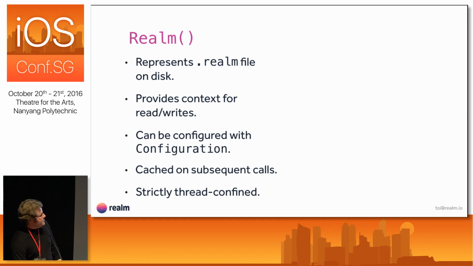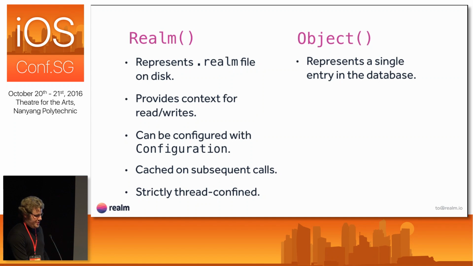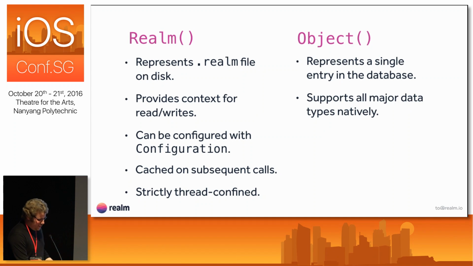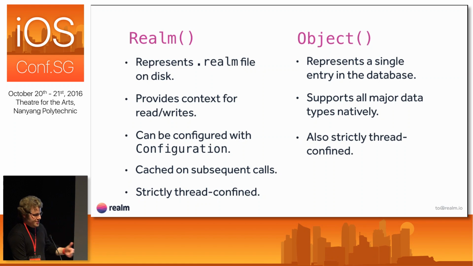And the other one is the object. And that basically represents a single entry in your database. It supports all the major data types: strings, most types of ints, int32, 64, doubles, booleans, data. On the iOS side, it stores NSDates as well. And just like Realm, I forgot to mention, it's strictly thread confined, so you can't move these things across threads, but I'll talk about how you can get around that in a little bit.